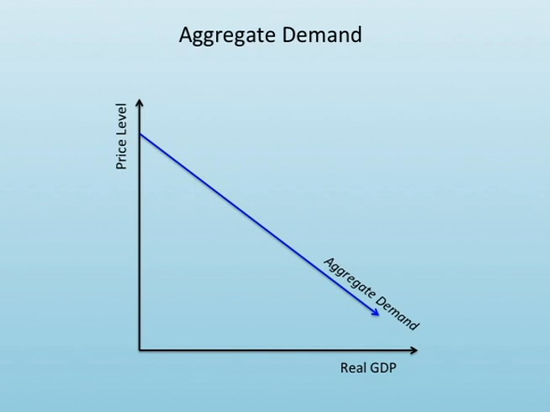Where regular demand represents the population's general desire for a product, aggregate demand is the total demand for all final goods and services in the economy at a given price level, the variable represented by the y-axis. As real GDP increases, aggregate demand decreases and the price level does as well.